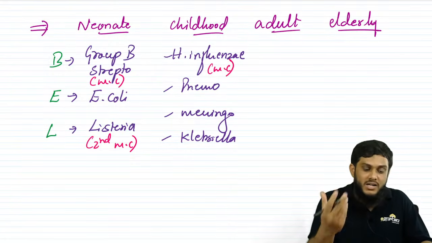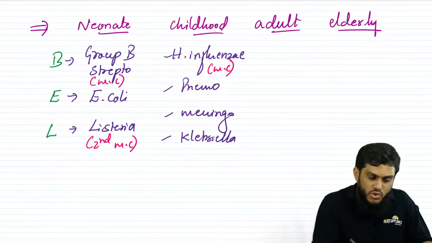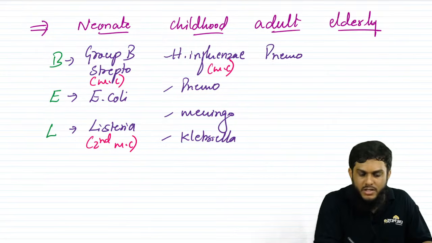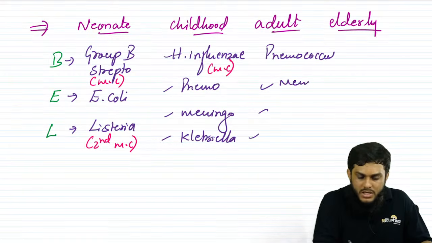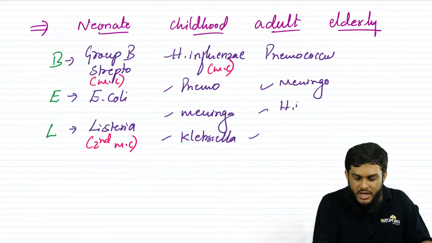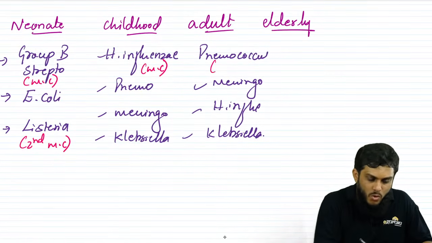Now, if we talk about adults, the same four organisms cause meningitis in adults, but the most common organism remains Pneumococcus, that is Streptococcus pneumoniae. But yes, after that, meningococcus can also cause meningitis in adults. Haemophilus influenzae can also cause meningitis in adults, and Klebsiella can also cause meningitis in adults. But the most common is pneumococcus.